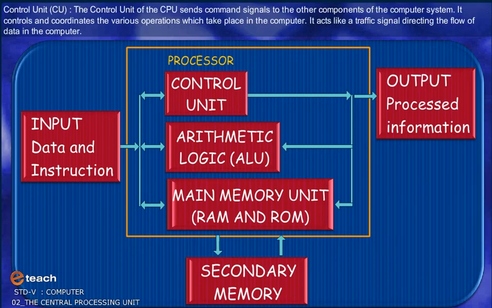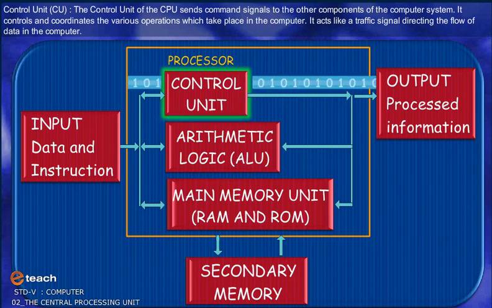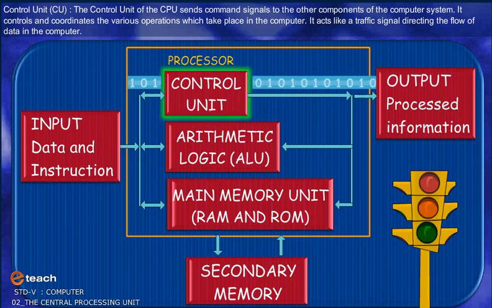Control Unit, that is CU. The control unit of the CPU sends command signals to the other components of the computer system. It controls and coordinates the various operations which take place in the computer. It acts like a traffic signal directing the flow of data in the computer.